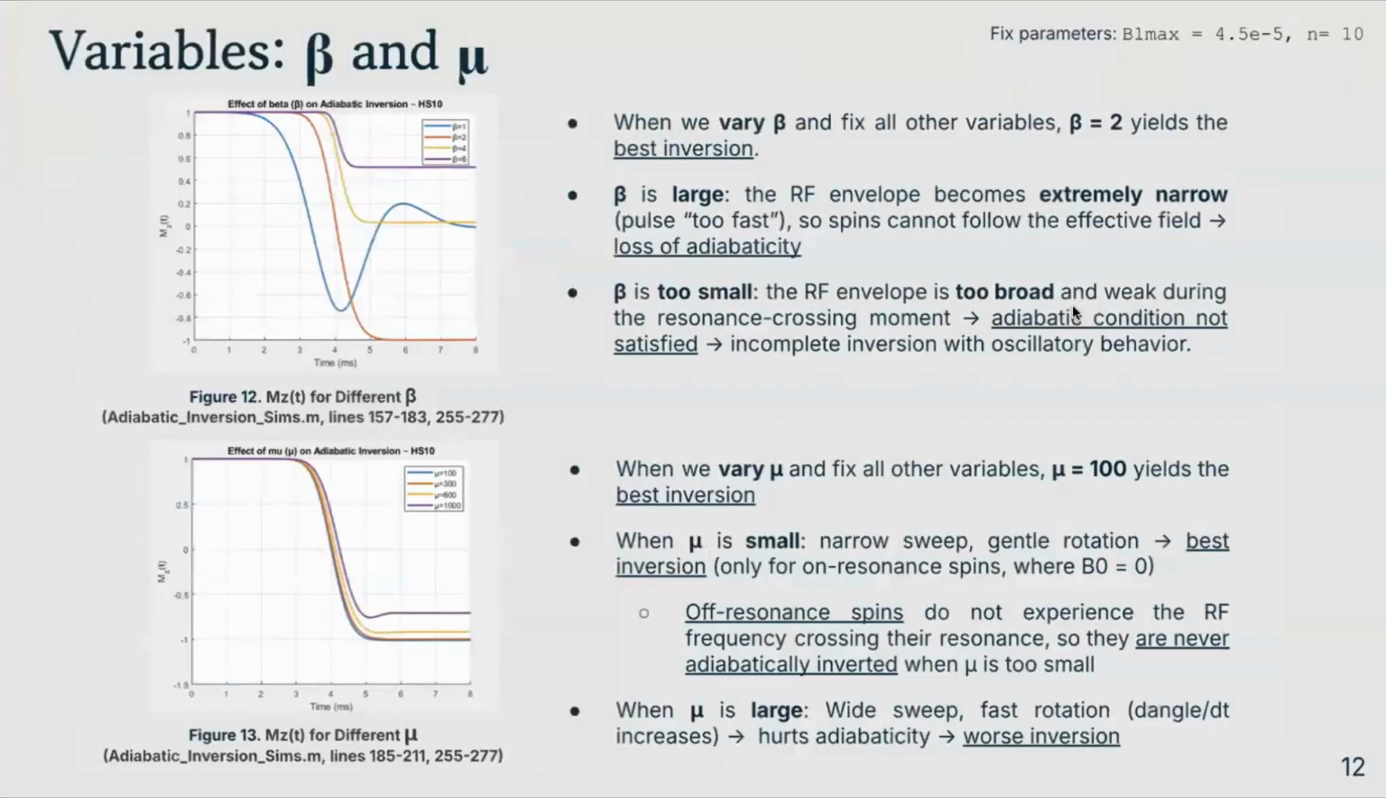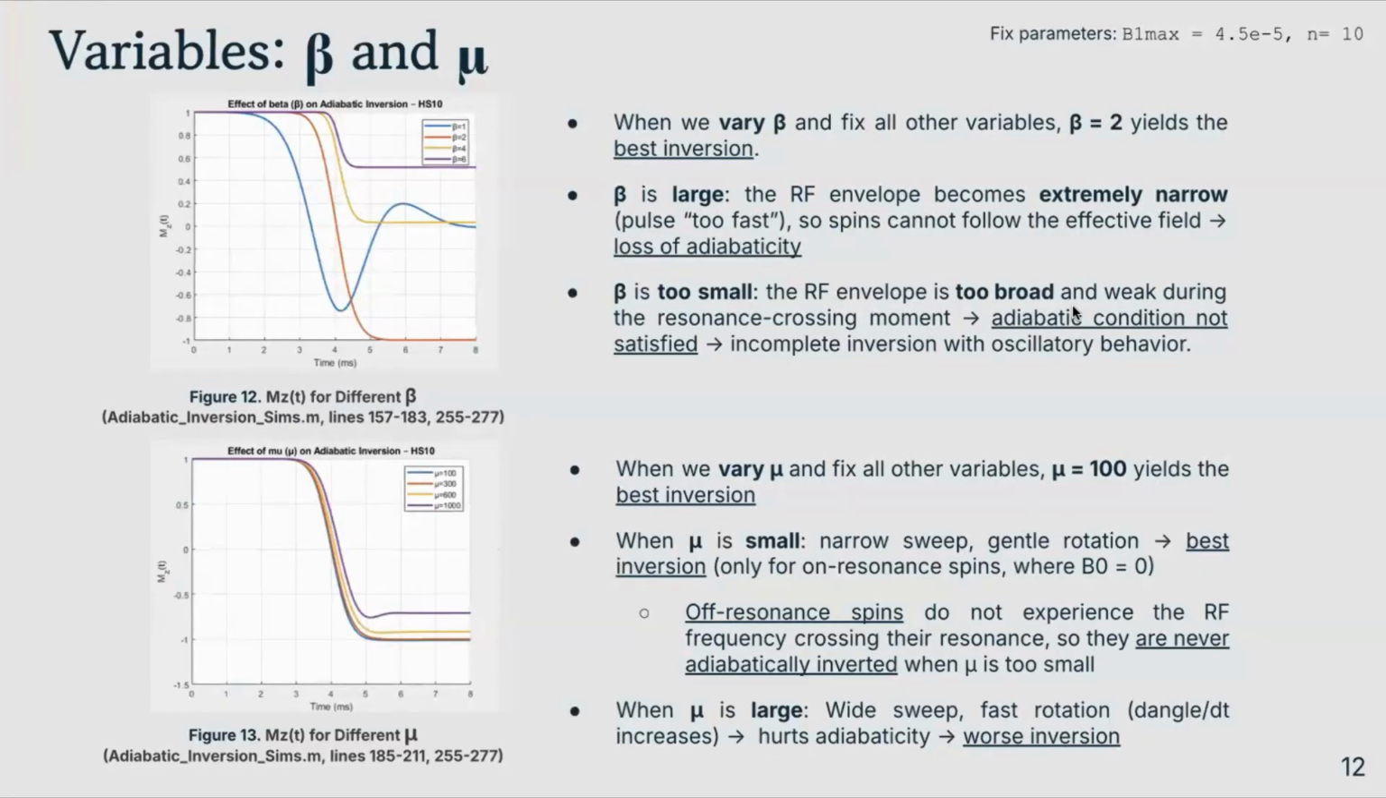And then next, we see what happens when we vary beta or mu. So here we choose a sufficiently large B1 max when sweeping beta or mu so that we can isolate their effects and analyze what happens. For this specific set of fixed parameters, we found that beta equals 2 had the best inversion.